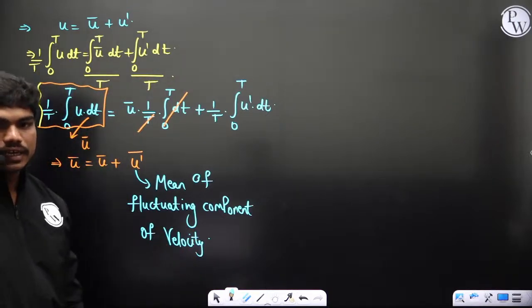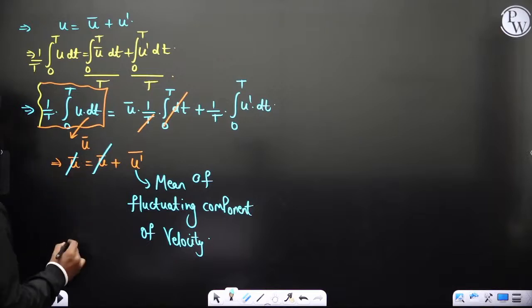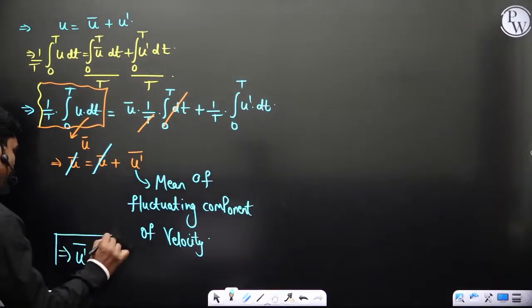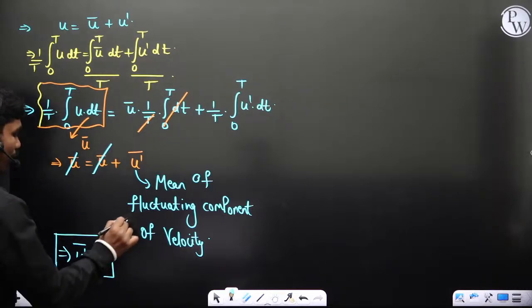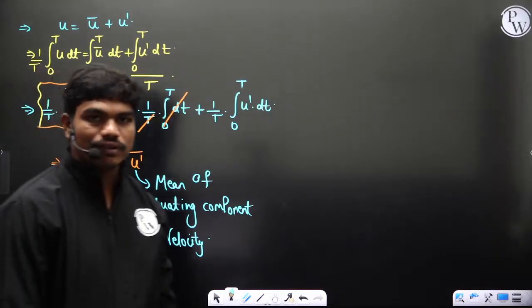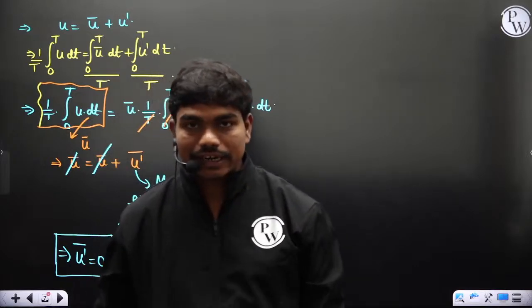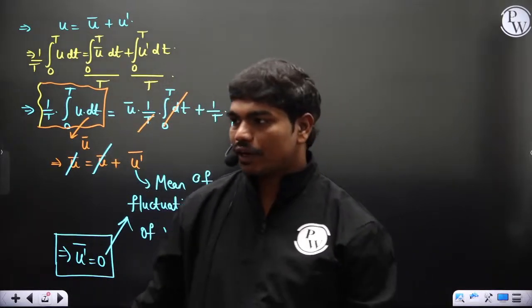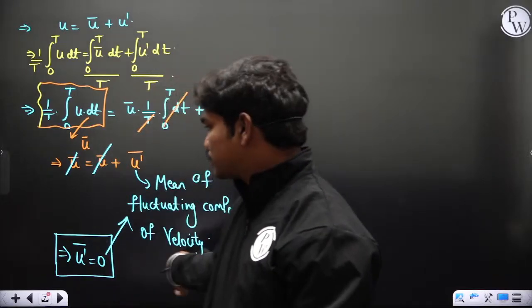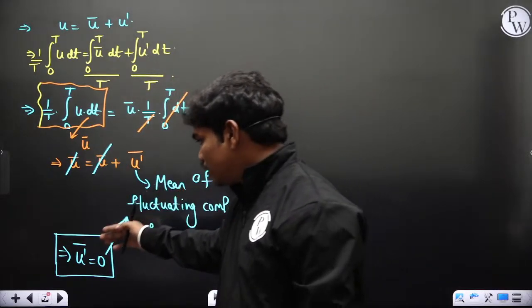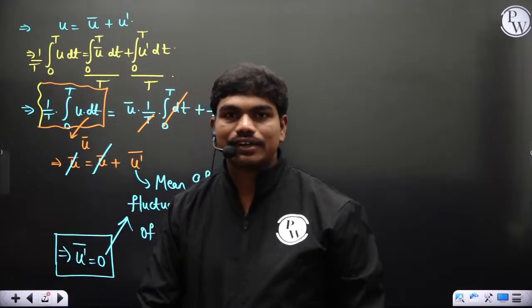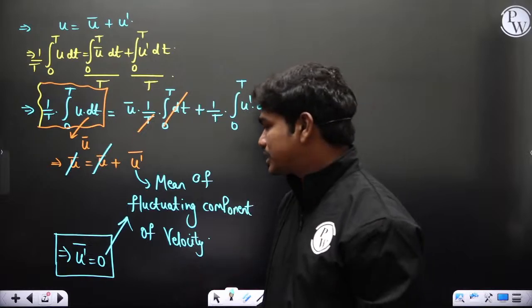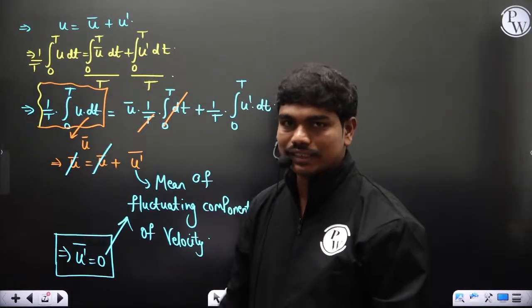So can we say this? Now clearly these two guys get cancelled. That means u dash bar is equal to 0. It means the mean of the fluctuating component of velocity in a turbulent flow is always 0. That question was asked in GATE 2016 mechanical. They've asked: the mean of a fluctuating component of velocity in a turbulent flow is dash. They have given you some options, it's an MCQ actually. So u dash bar is equal to 0.